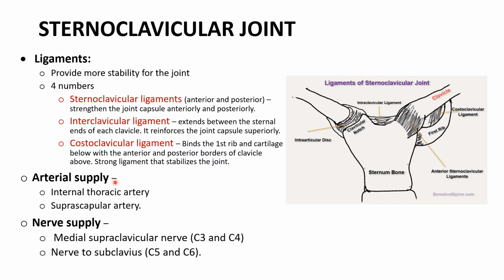Coming to the blood supply for the joint, it is by internal thoracic and suprascapular arteries. The nerve supply is by medial supraclavicular nerves and nerve to subclavius.